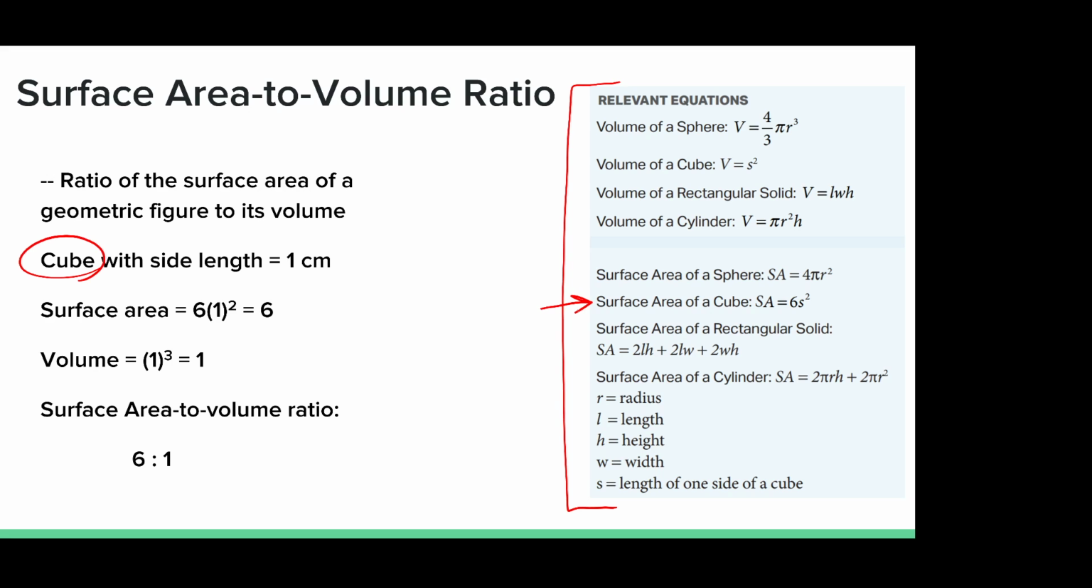Surface area is equal to 6 times the length of a side squared. Well, if the length of the side is given to you, this is a fairly simple calculation. It's 1 squared times 6, or 6. Volume is equal to side cubed, not side squared.